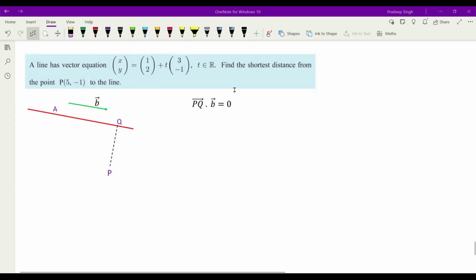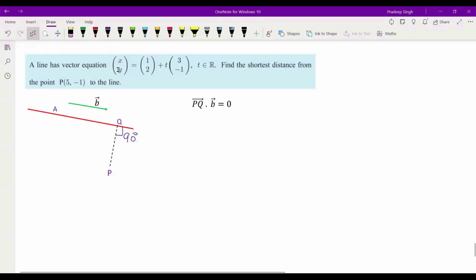In this question, we need to find the shortest distance from the point P whose coordinates are given to the line whose vector equation is given. So this is the line, P is the point, and Q is the point on the line. As we discussed, PQ will be perpendicular to the given line. Hence, we take the dot product between PQ and the parallel vector B to be 0.